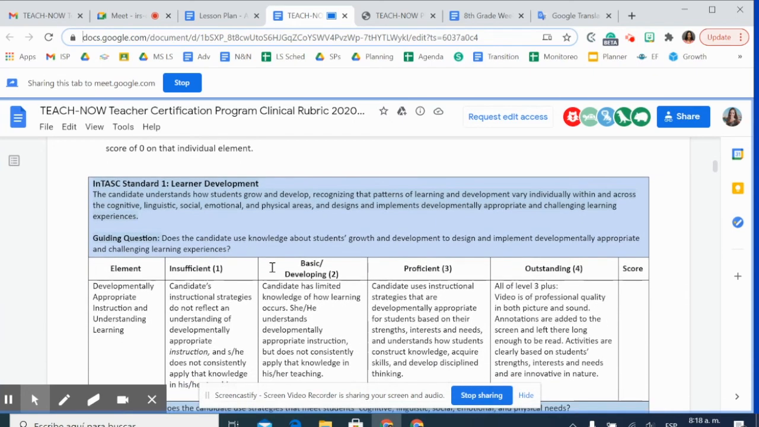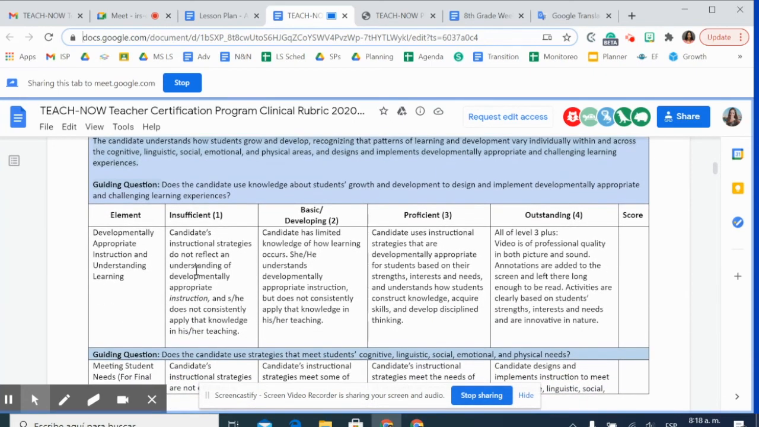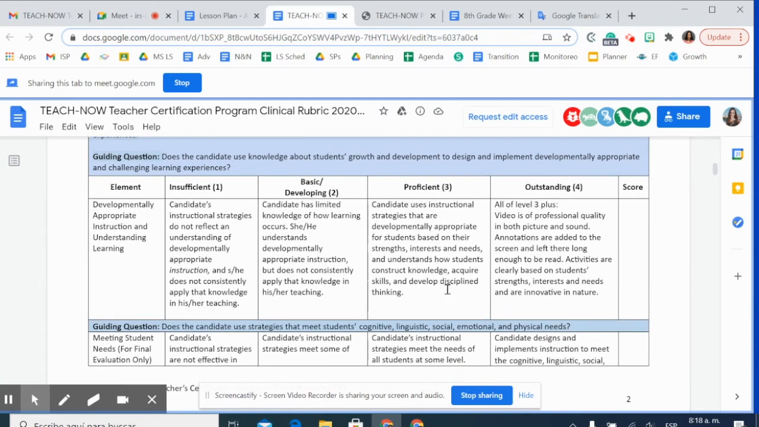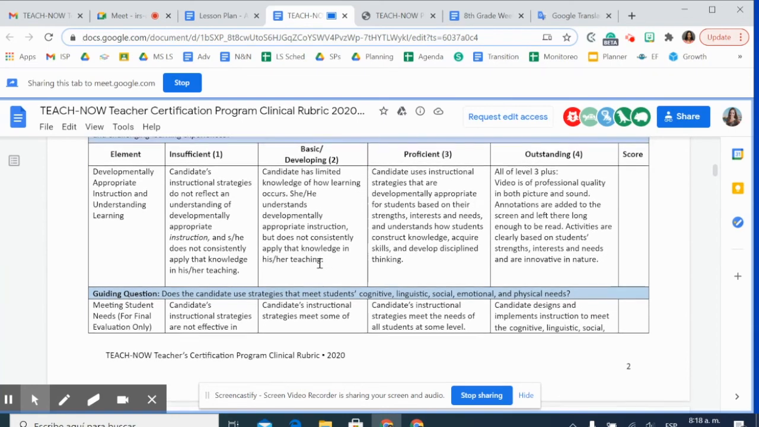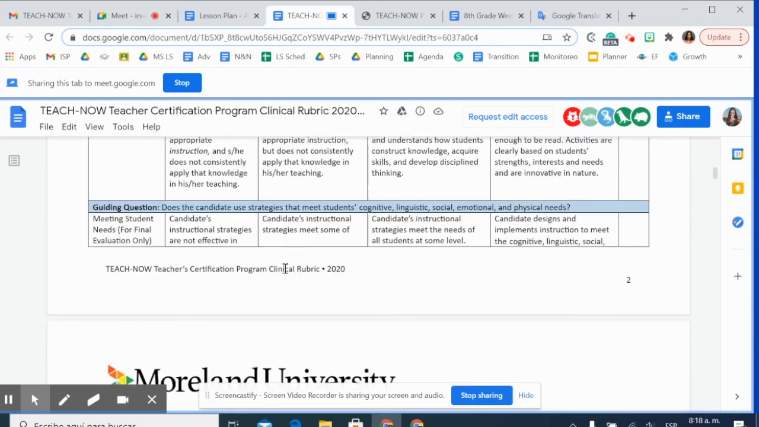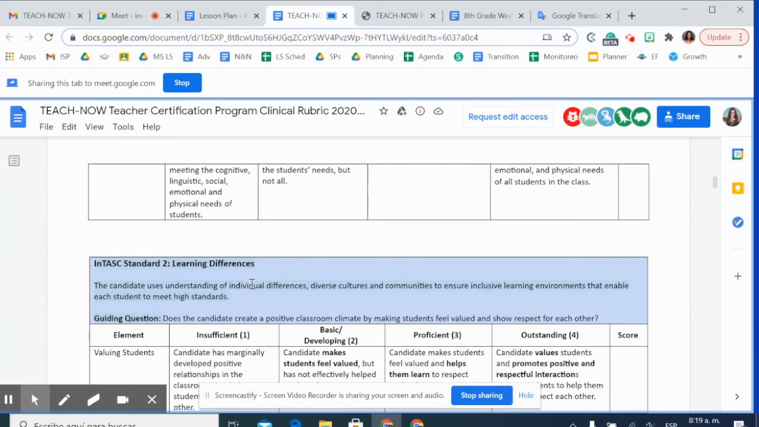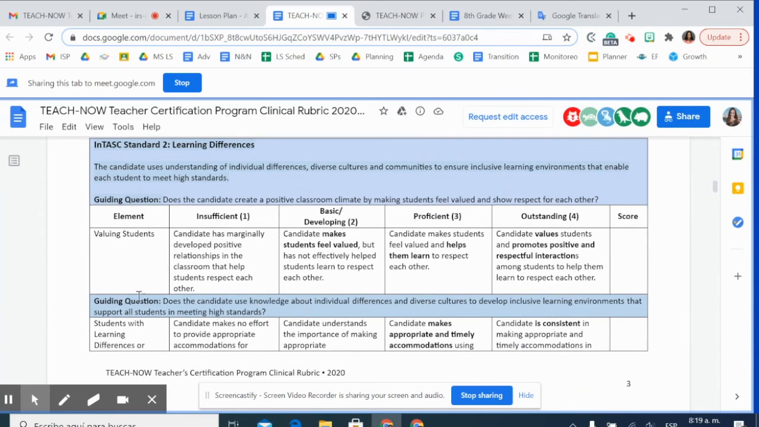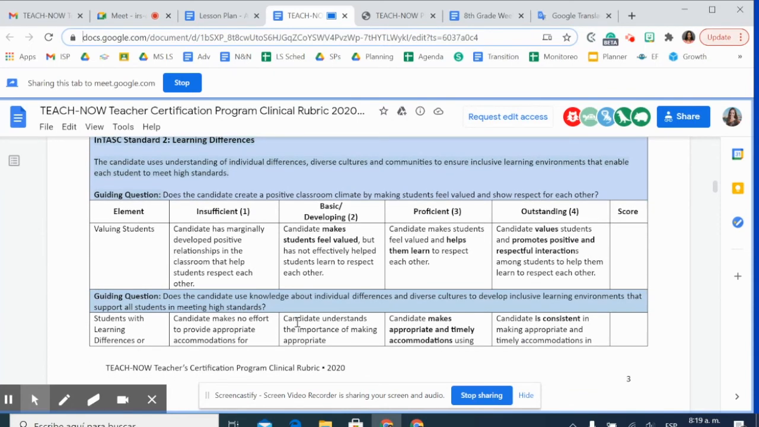Here you can see that we have learner development. These are the levels: insufficient, basic, proficient, and outstanding for Teach Now. And of course, when I read these rubrics, I try to achieve the number 4. I always read the outstanding description first. But yes, we have 10 standards, learning differences, and the guiding questions. I think this is very helpful and important in each standard.